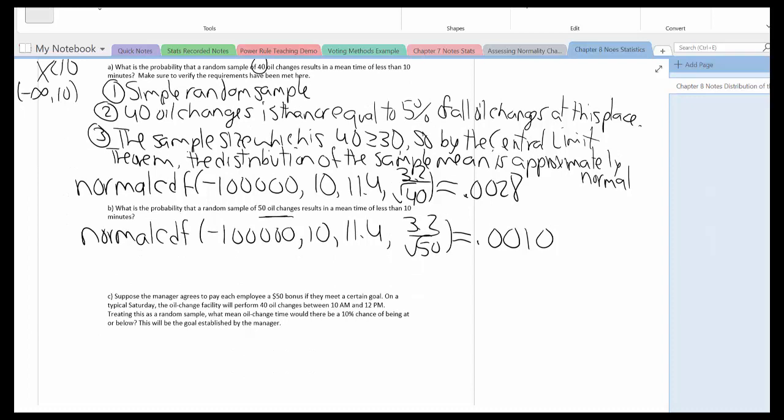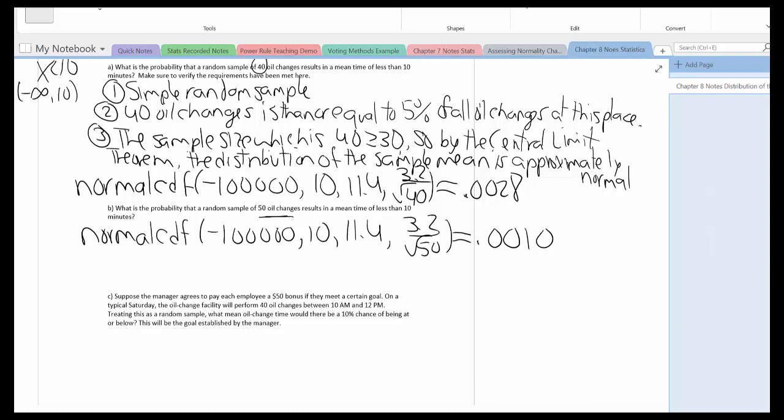Okay, part C. Suppose the manager agrees to pay each employee a $50 bonus if they meet a certain goal. On a typical Saturday, the oil change facility will perform 40 oil changes between 10 a.m. and 12 p.m. Treating this as a random sample, what mean oil change time would there be a 10% chance of being at or below? Now, is it asking for a probability? No. Is it asking for a proportion? No. So what calculator function am I going to use here?